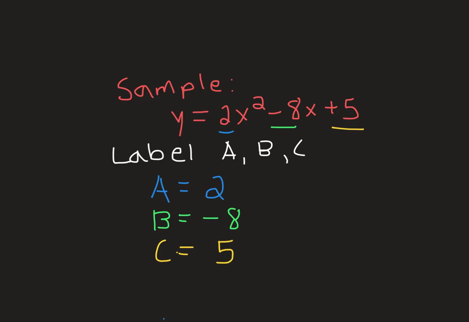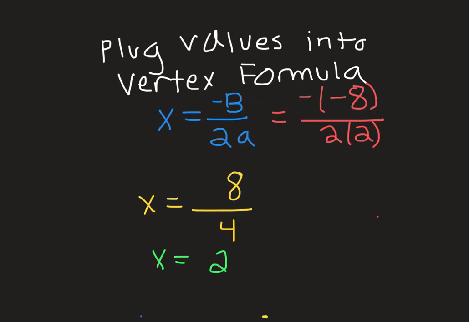So let's try a sample problem. Y equals 2x squared minus 8x plus 5. Step 1, label A, B, and C. A is 2, B is negative 8, C is 5. Step 2 is to plug the values into the vertex formula. X equals negative B divided by 2 times A.